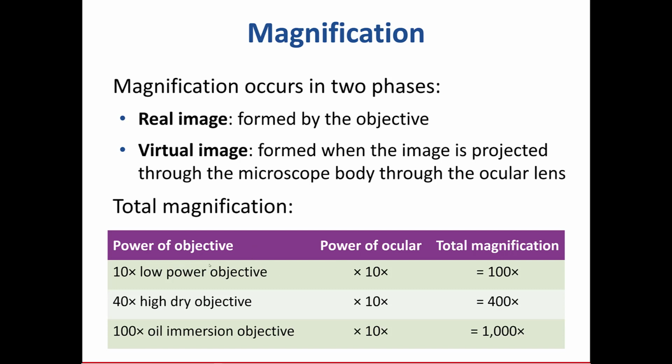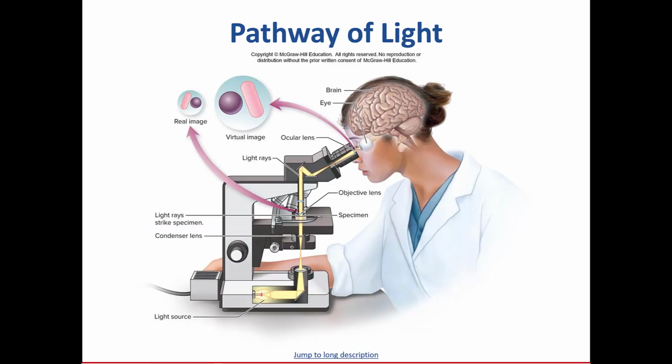So the power of the objective, let's say we have the 100x oil immersion type, which is about the high end, it's the highest magnification you'll get. The power of the ocular is 10x, so there's your calculation. That's 1000x. If I added oil, that would add an additional 250x, that would be 1250x. It would be about the high end, topping off the scopes that we have, and my scope here that I'll be showing for our labs.